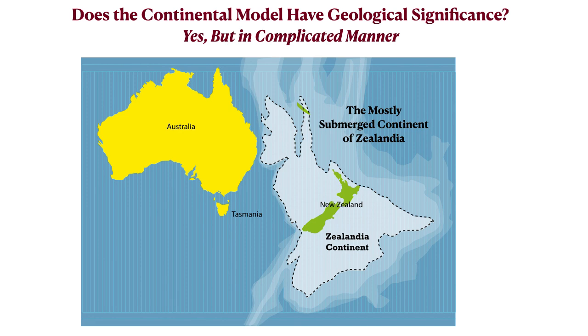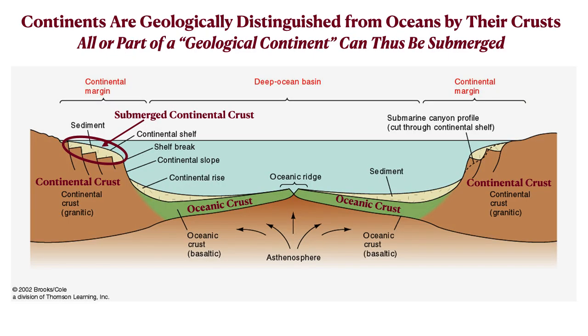So what does it mean that we have a continent, or so-called continent, which is essentially submerged or mostly submerged? Well, this has to do with the geological distinction between oceanic and continental crust, the outermost layer of the Earth. And this diagram shows some of their most important differences. Continental crust is much thicker than oceanic crust, but it's much lighter. It's composed mostly of granite, whereas oceanic crust is composed mostly of basalt.